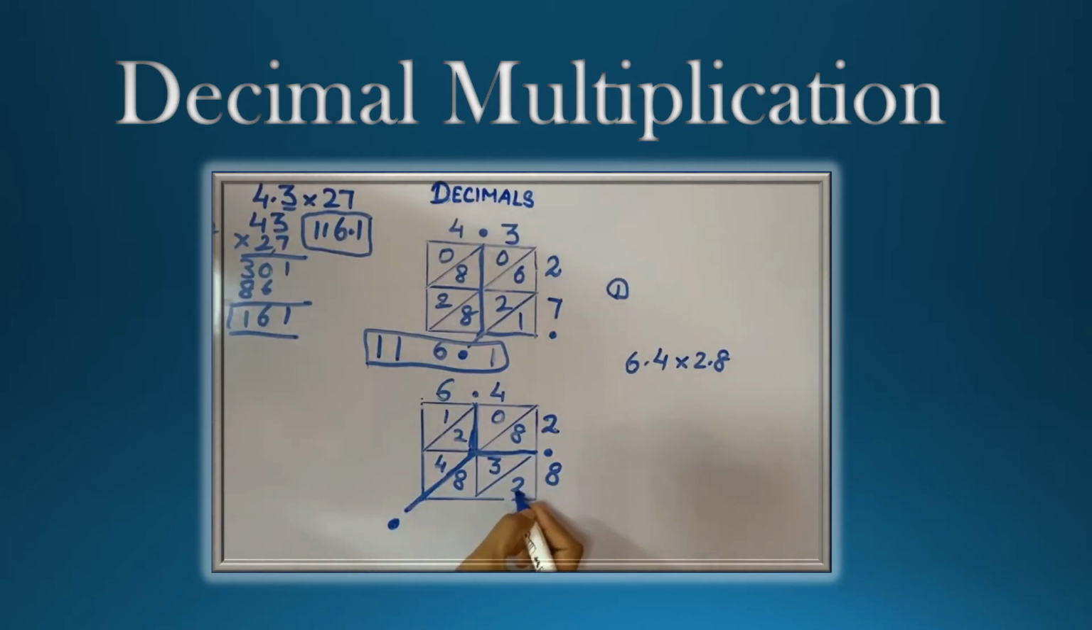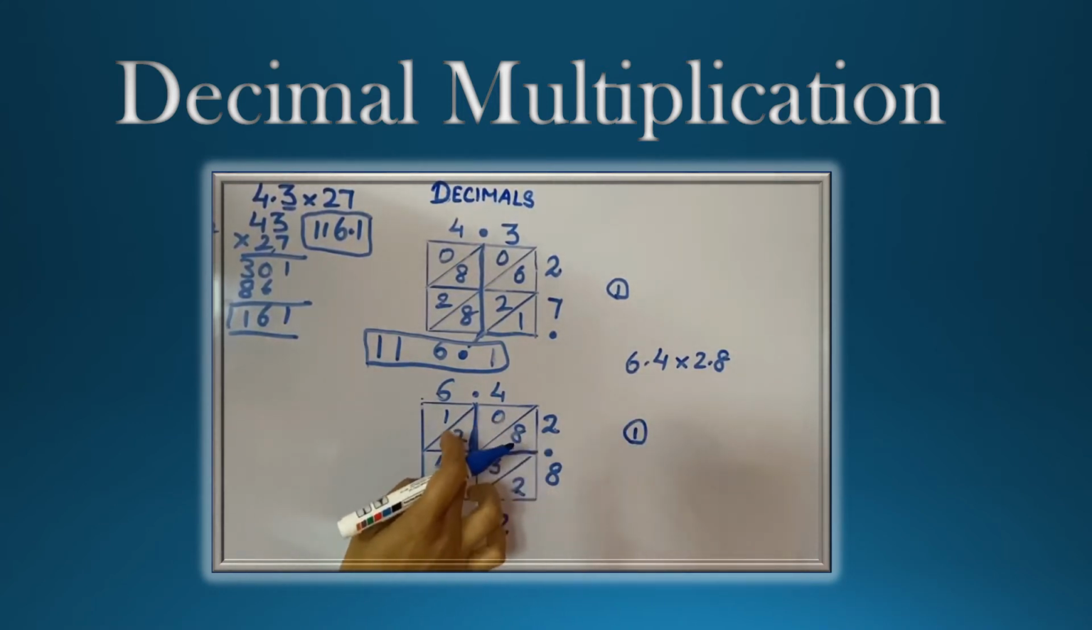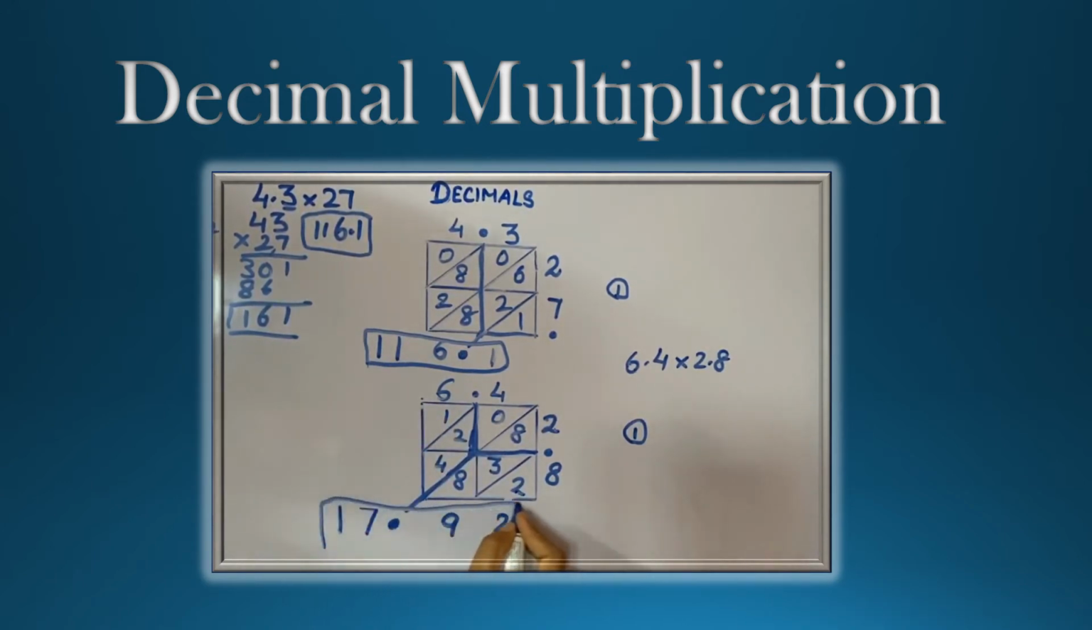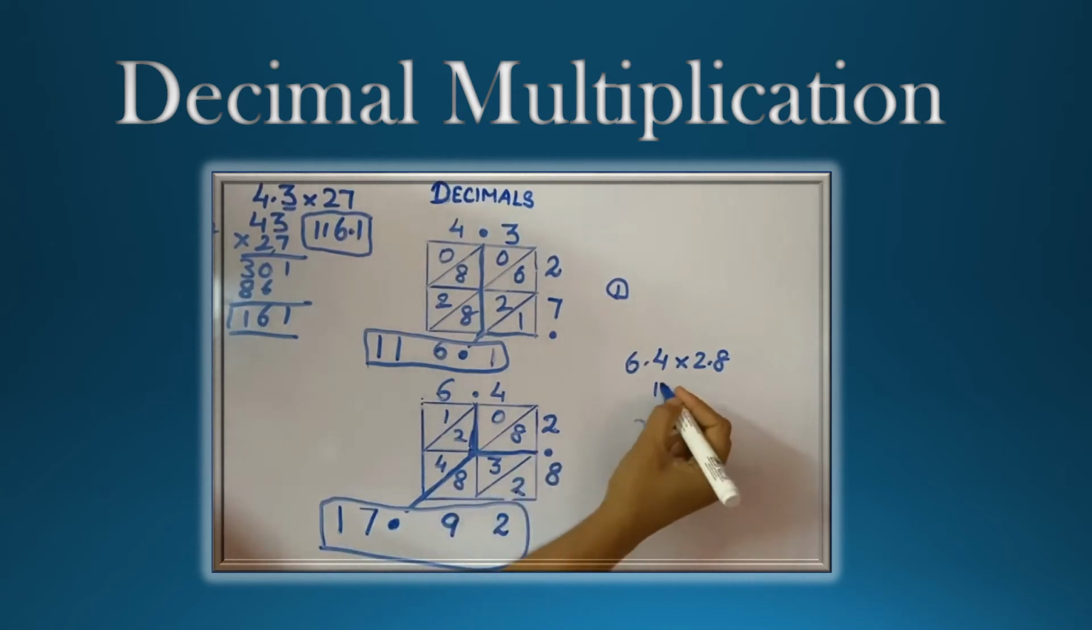Next, this block has only 1 digit, so 2. This block has 3 digits, 8, 3, 8. The summation is 8 plus 3 plus 8, 19. So 9, carry 1. Then this block: 0 plus 2 plus 4 is 6, plus 1, 7. Then this has only 1, so 1. So the product of this is 17.92.